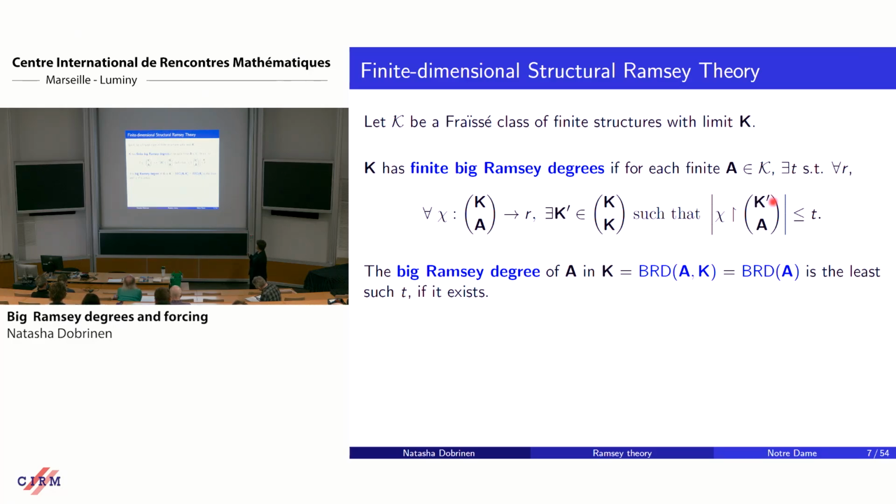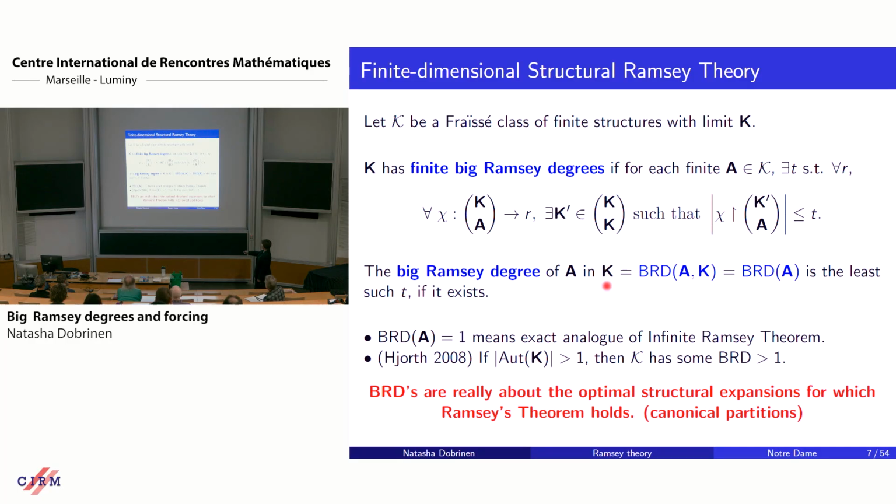If for each finite A in your Fraïssé class, there is some number bound T, so that no matter how you color your copies of A inside of K into R colors, you will find a copy of the infinite structure, so an isomorphic subcopy of the infinite structure, where all of the copies of A have no more than T colors. Okay. And the Big Ramsey degree of A in K is the least such bound T if it exists. It doesn't always exist, but sometimes it will exist.